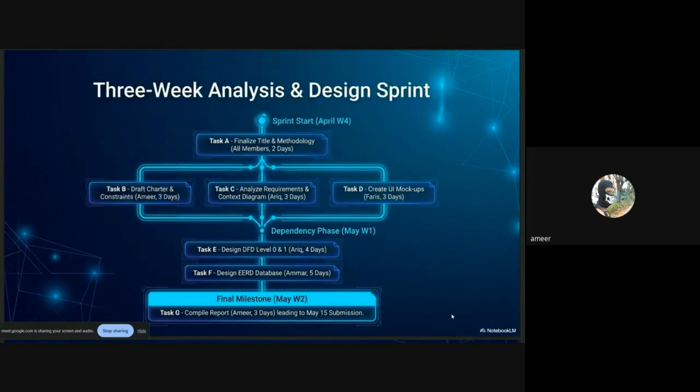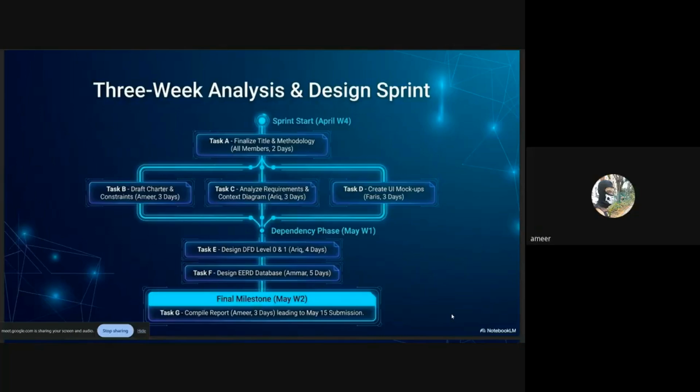And this diagram illustrates our 3-week sprint timeline. We initiated the sprint in April week 4 with task A, where all members spent 2 days finalizing the project title and methodology. Following this, we worked on parallel tasks. I drafted the project charter and constraints in task B.